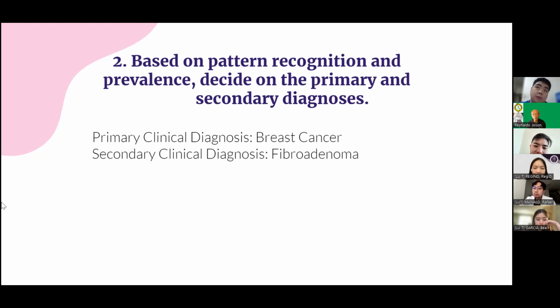O wala na kayong maisip na iba. Kaya fibroadenoma na lang, because it's a more common benign condition. So you look for other diseases that can present with the same picture. Okay. Sa ngayon kasi, yung breast cancer, we only stick to one entity, breast cancer.